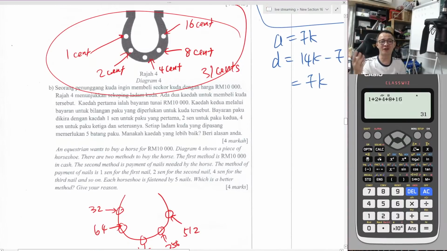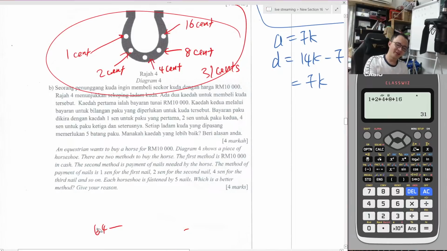Because a horse actually has 4 legs, 1 leg has 5 nails, 4 legs have 20 nails. So therefore, if you get the idea, what we want to do is add all the nail money together to buy the horse. So this one is called S20, because I have 20 nails for 4 legs. Each leg has 5 nails.